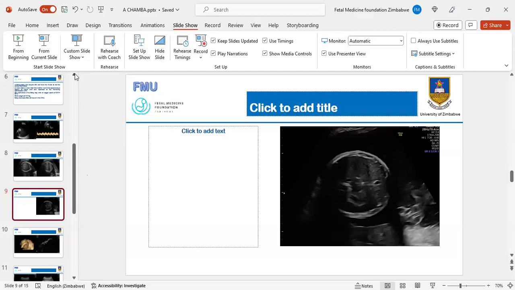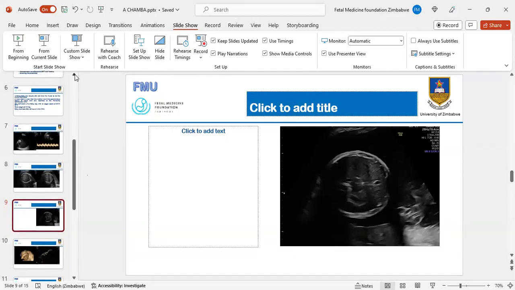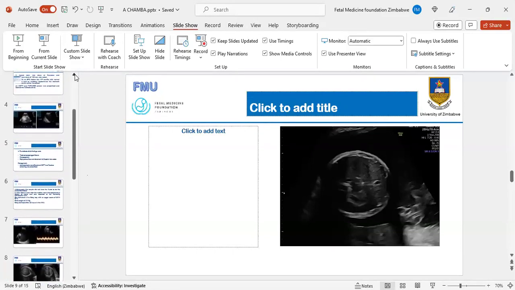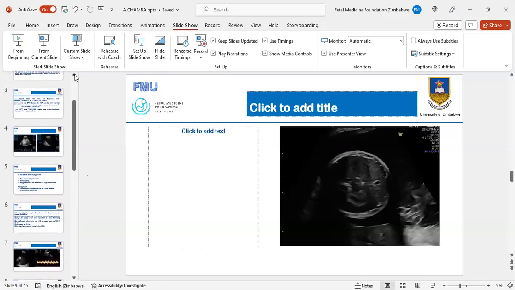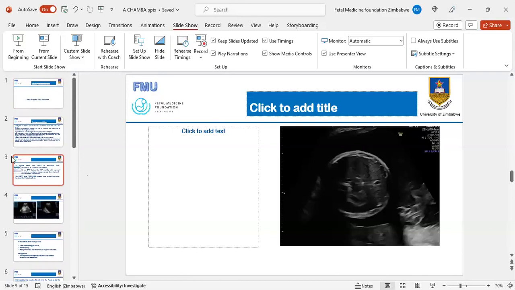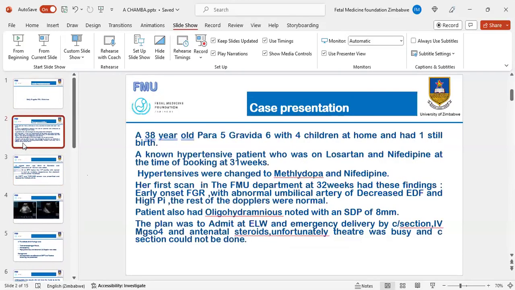On top of that, losartan also causes pulmonary hypoplasia, and it may also cause something called hypocalvaria, where there is hypo-ossification of the baby's skull. However, hypocalvaria is reversible. That means babies' skulls can grow later on. So please take note that it is very important to ask the history.